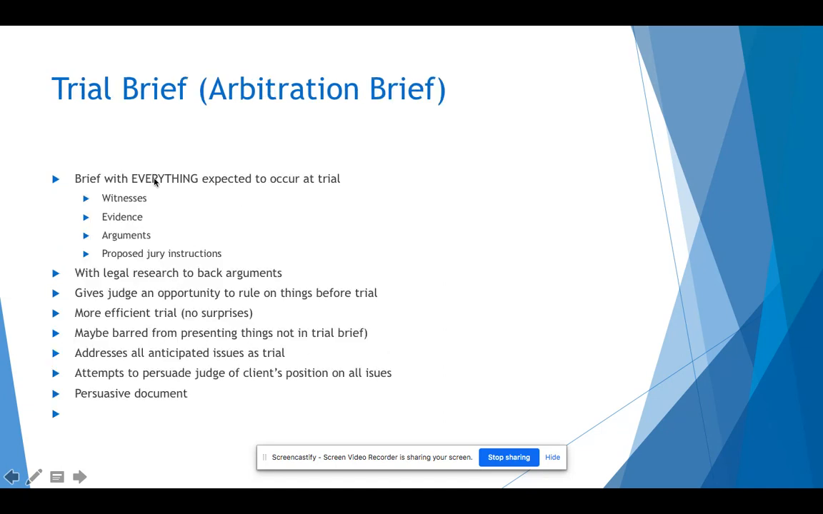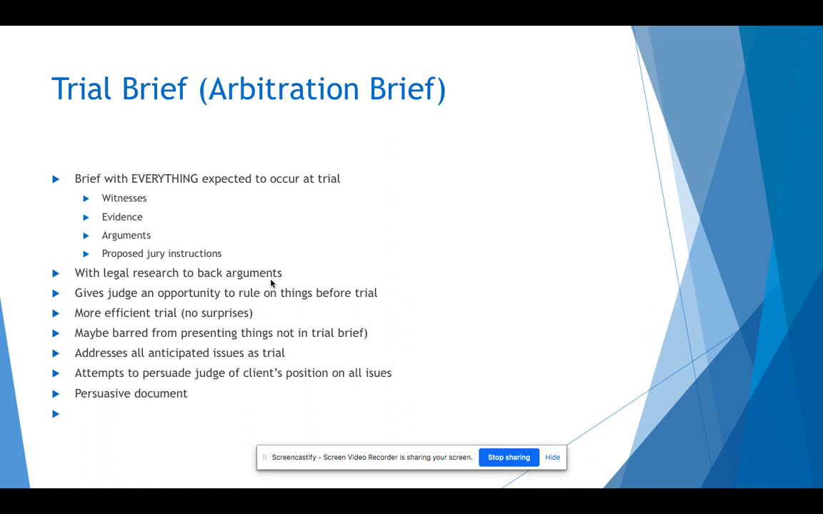Trial brief, okay, and these can be created in preparation for an arbitration as well. It has everything that is expected to occur at the trial or arbitration, right? I think I just talked about this. Witnesses, evidence, arguments, proposed jury instructions. I didn't say that before. Your arguments are backed by legal research. You might have cases or statutes that back what you're claiming.